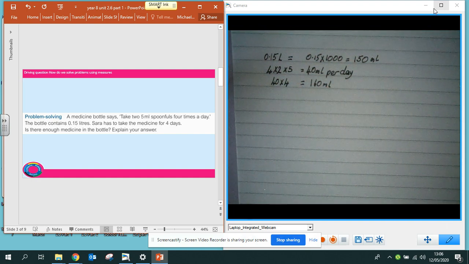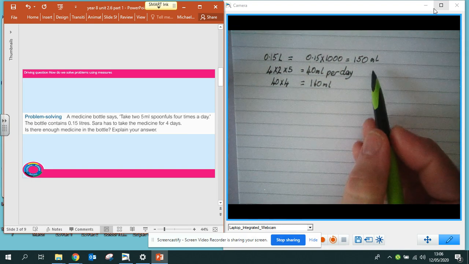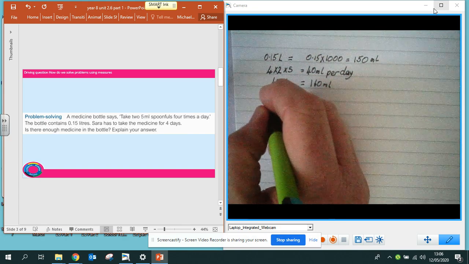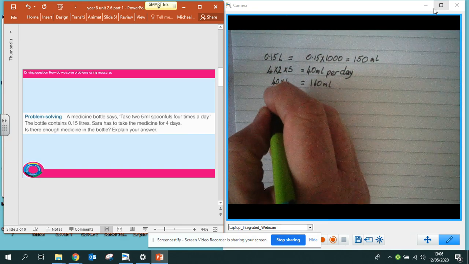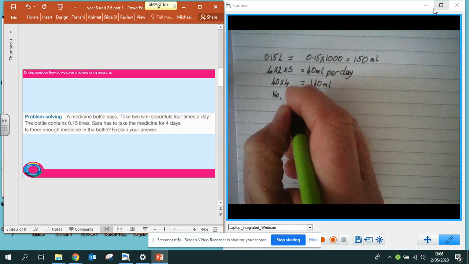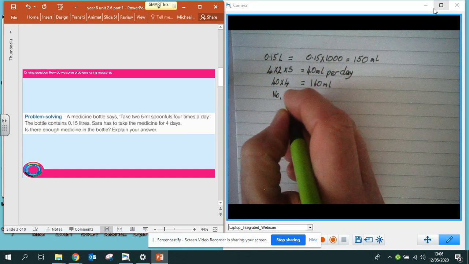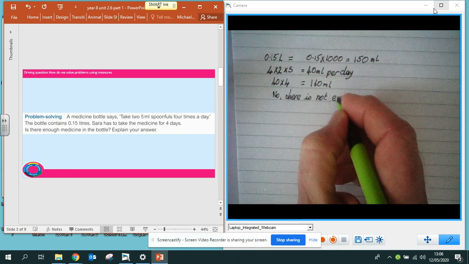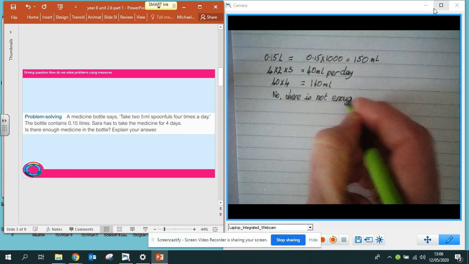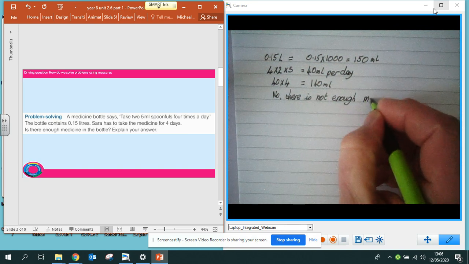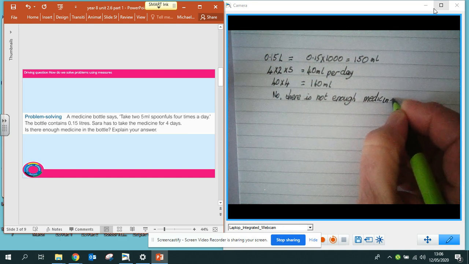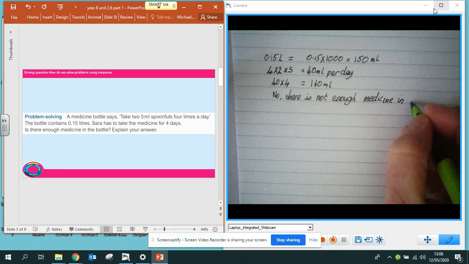So that's how much medicine she has to take, and there is only 150 milliliters in the bottle. So now I can answer my question. Because this has really explained it. No. There is not enough medicine in the bottle.